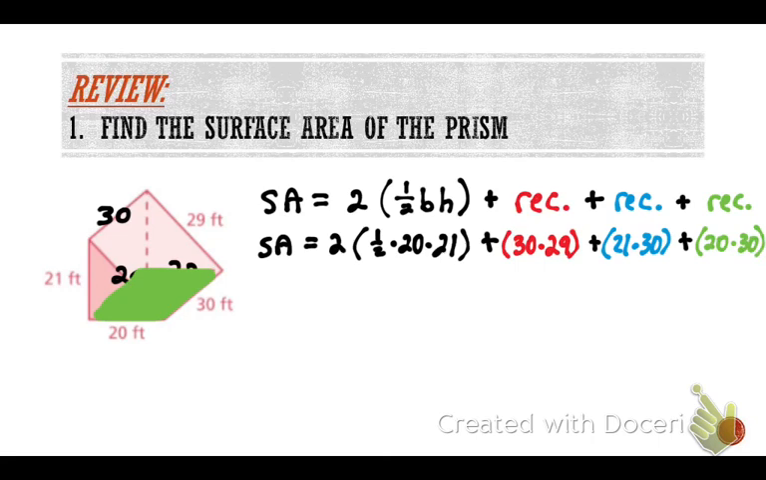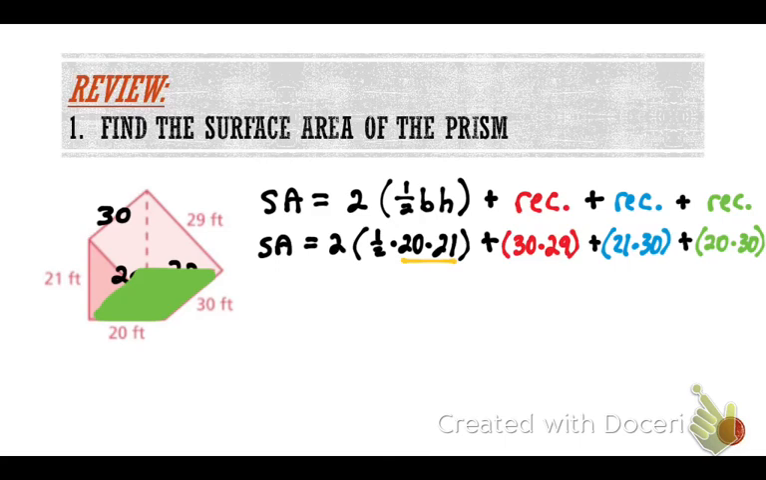Okay, I want you and your partner to work together to see if you can find this answer for me. All right, so as I move on, I could do 20 times 21.